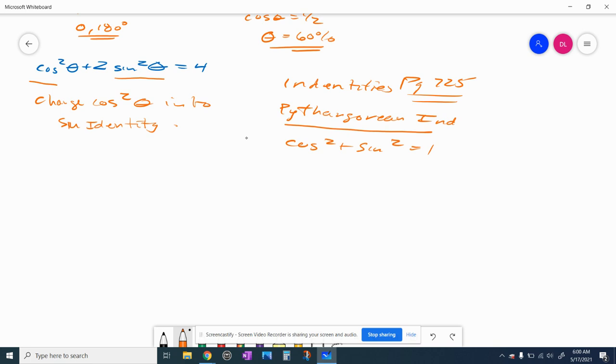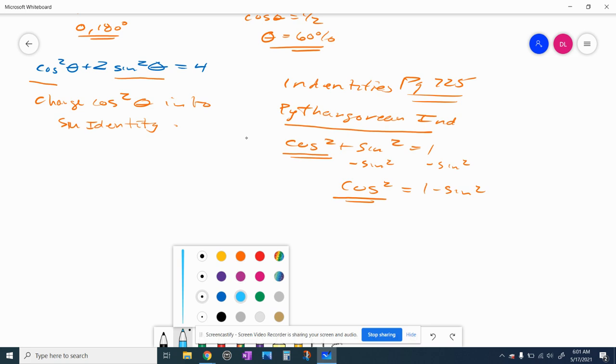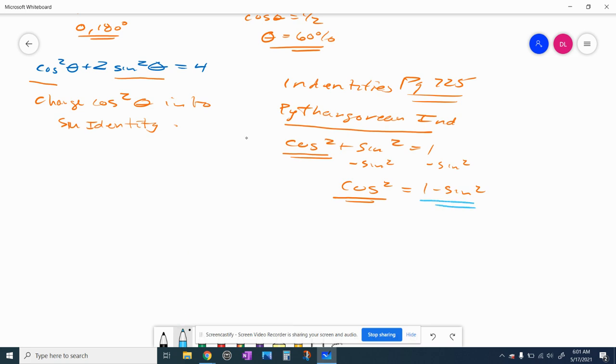But if we look at this, I can't tell what it is. So I'm going to solve for cosine squared, which means I'm going to subtract sine squared from both sides. And so that means cosine squared is equal to 1 minus sine squared. Now I have it in a different looking identity, so cosine squared is the same as 1 minus sine squared.